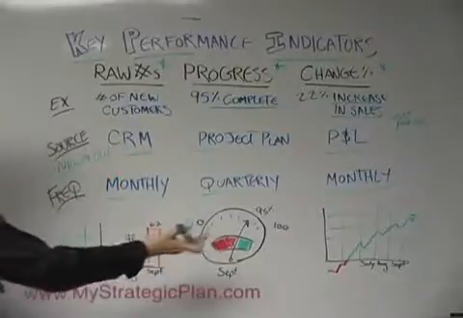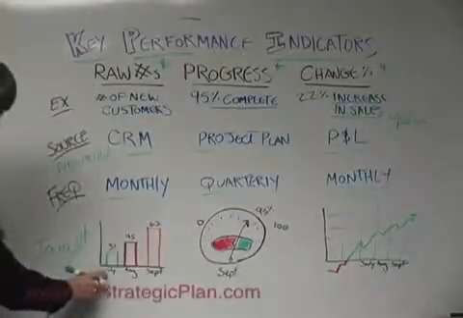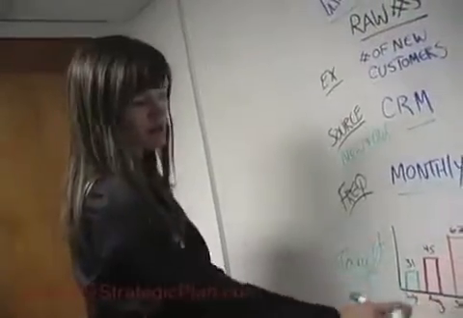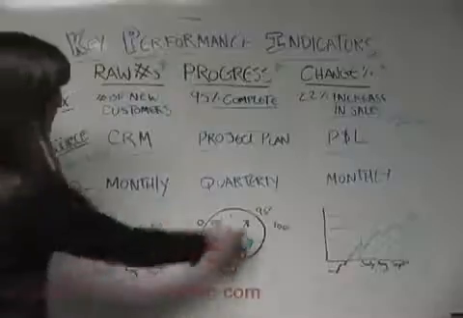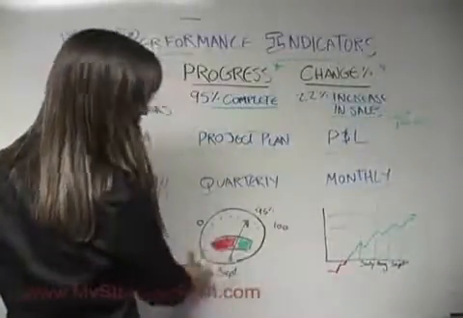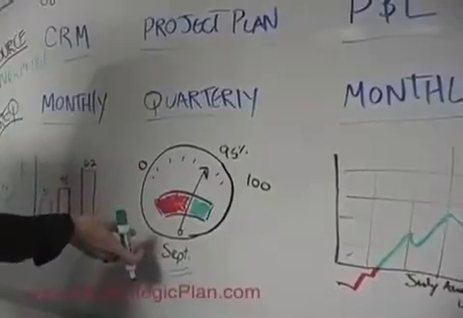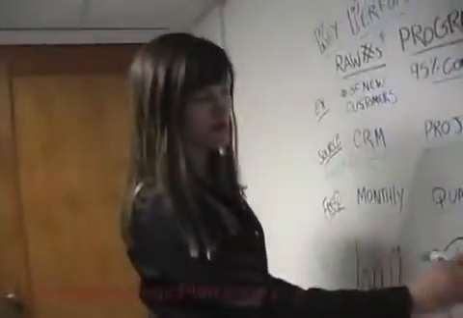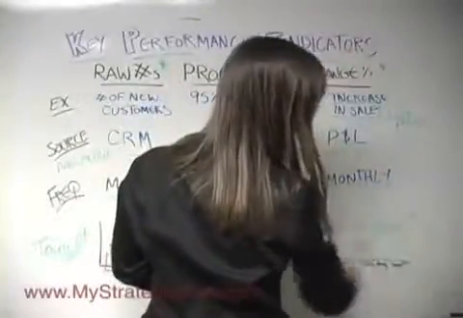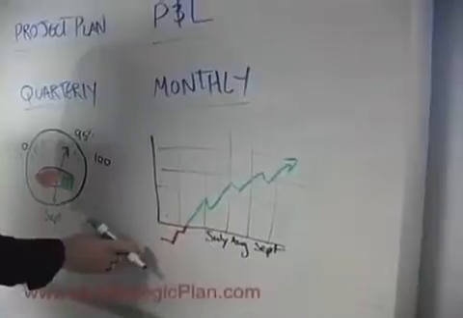So I just wanted to show some different types of graphs here. On our raw numbers, we've got just raw numbers, number of new customers. In this case, we're showing 3 months. A progress indicator is actually a snapshot, in this case, kind of looking like a gas tank. What percent complete from 0 to 100%, a nice gauge, nice way to see that data. And then, of course, change metrics are best displayed in a line graph to show progress.